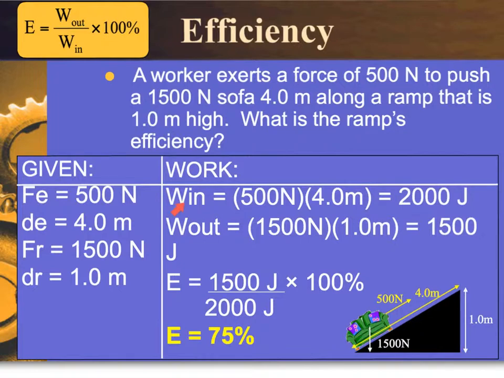So we will calculate our effort work or work input. 500 newtons times 4 meters, we will get 2000 joules. Our work output, 1500 newtons times 1, and we get 1500 joules. To calculate our efficiency, we will take our work output, divide it by our work input, 1500 joules divided by 2000 joules. We will multiply that times 100%, and we will get an efficiency of 75%.